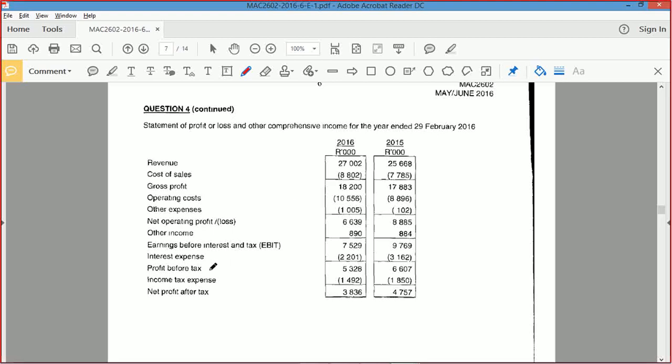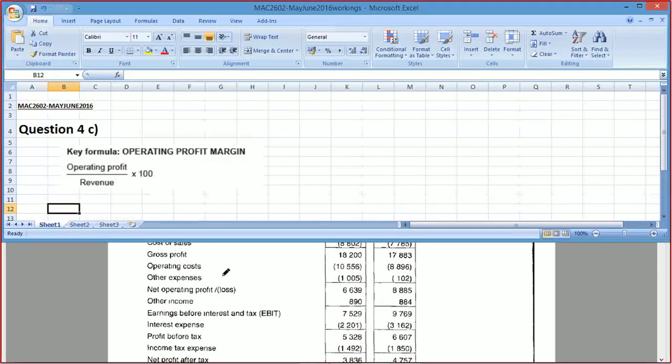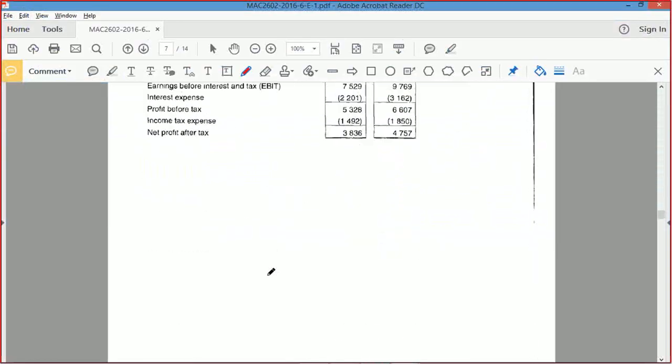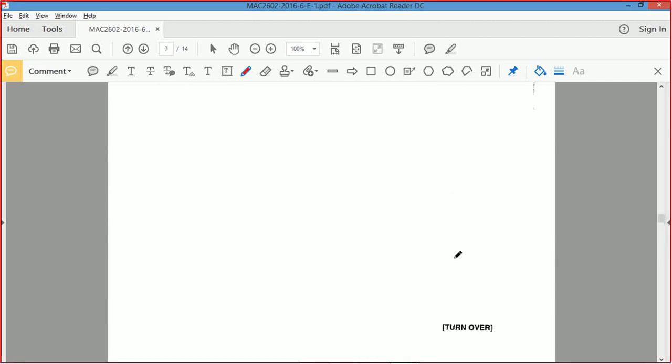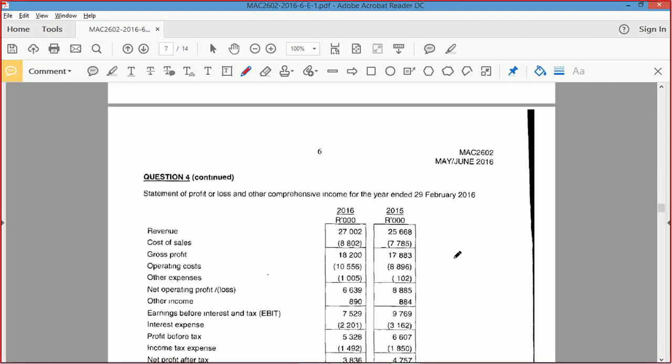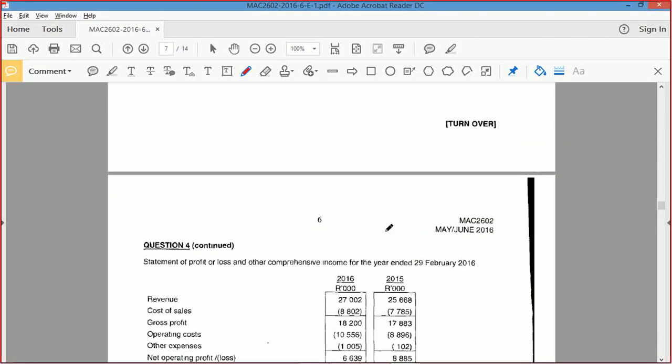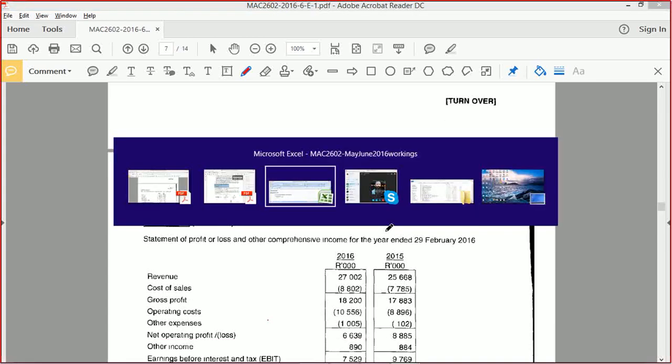Question 4, statement of profit and loss. This is something that I need. I'm going to require the operating profit. There's my net operating profit or loss. What year are they asking me to calculate? Let's go back to the question. C says, calculate the following ratios for both years, 2015 and 16, and state whether there was an increase or decrease, and briefly present a realistic reason for the change as well as a possible implication of the change. Okay, so the first bit is to work out operating profit over revenue. Operating profit is there.